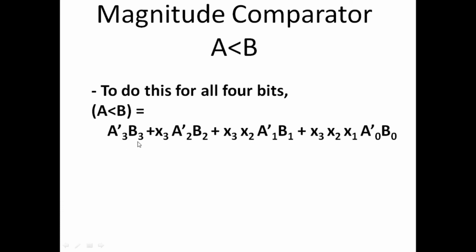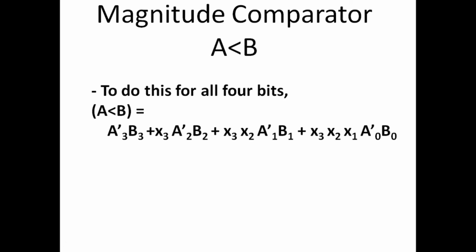When A3 is 0 and B3 is 1, then obviously A is smaller than B. Or, if the bits at significant position 3 are equal and A2 is 0, B2 is 1, then also we can say A is less than B. Or if the bits at significant positions 3 and 2 are equal, and A1 is 0 and B1 is 1, then also A is less than B. Or if the bits at significant positions 3, 2 and 1 are equal, and A0 is 0 and B0 is 1, then we can also say that A is less than B.